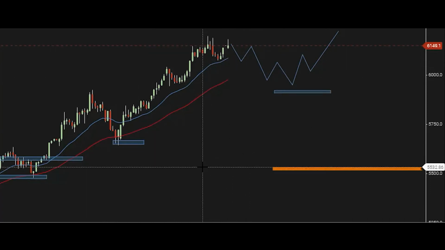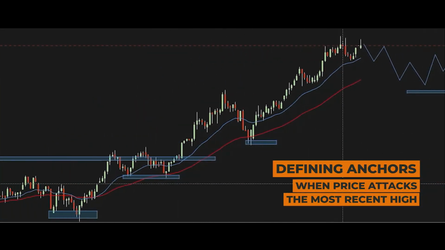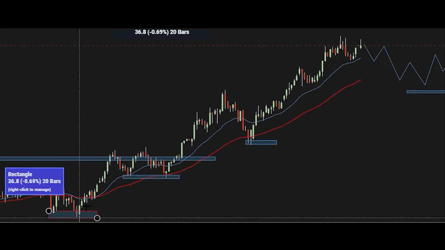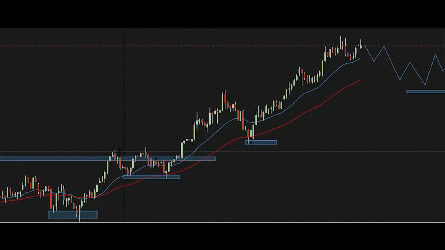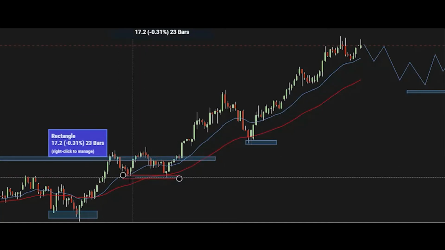So the way I would define when an anchor is starting to come into play is when it starts to attack the most recent high. Okay, so you've got a push up here, the first pullback. Okay, then it started to push up again. So we attack the high, so we can define our anchor as that level there.